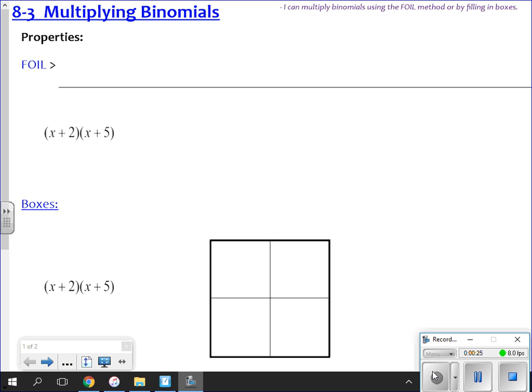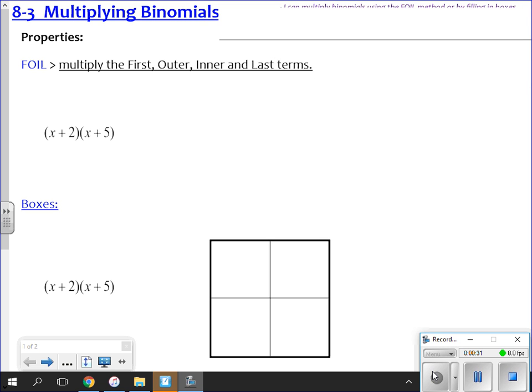Okay, so what we're doing today is multiplying binomials. I'm going to show you two different methods for doing this. First one is FOIL. First terms, outer terms, inner terms, last terms. F-O-I-L. FOIL. On your classwork, it will say distribute.